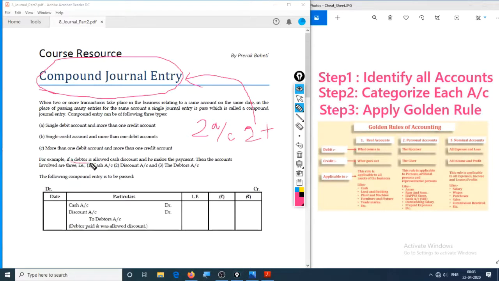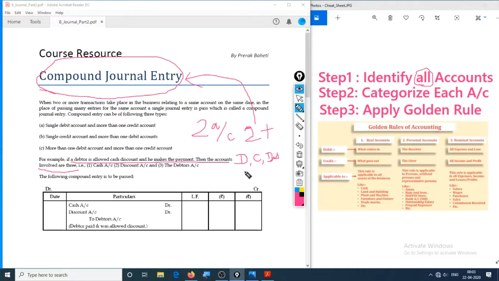If a debtor is allowed cash discount and he makes the payment, then the accounts involved are: the first account that is involved is a debtor. The second account that is involved is cash that we have received. The third account that is involved is discount. Okay, so we have identified all the accounts. That is why I have always named in the cheat sheet all accounts.